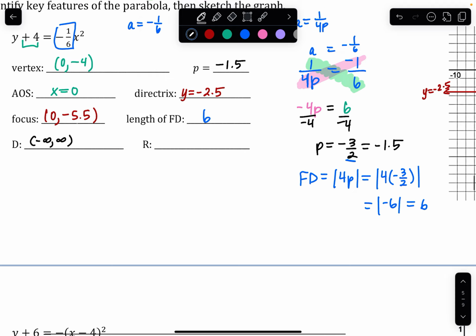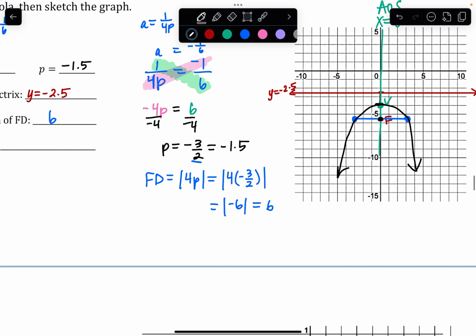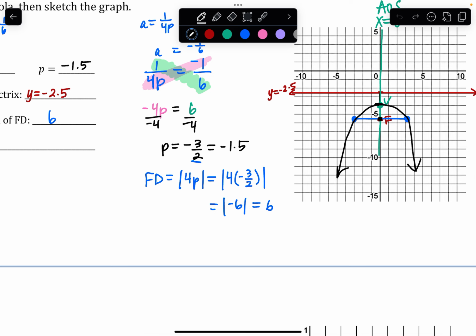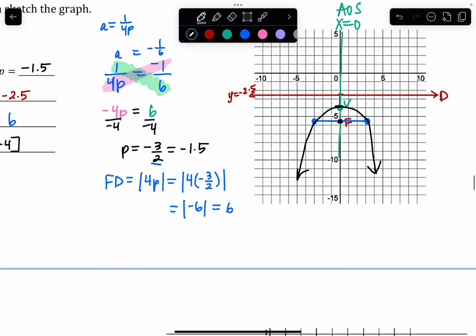Infinities always get parentheses. Then for the range, the maximum is at this vertex, which is -4, and then it's going down to negative infinity. So we're going to say negative infinity to +4, I mean -4. And the -4 does get a bracket because we do equal that point. So negative infinity, and then we stop right here at -4.